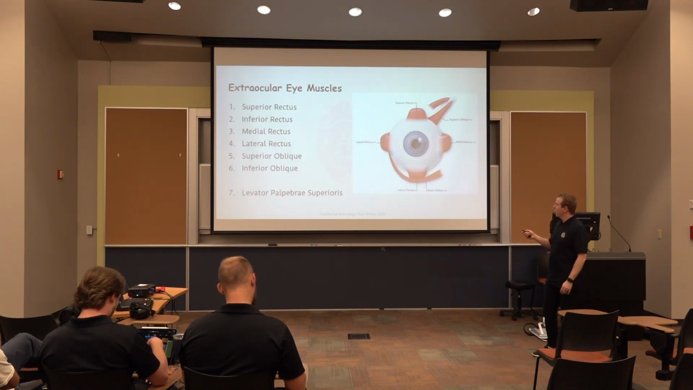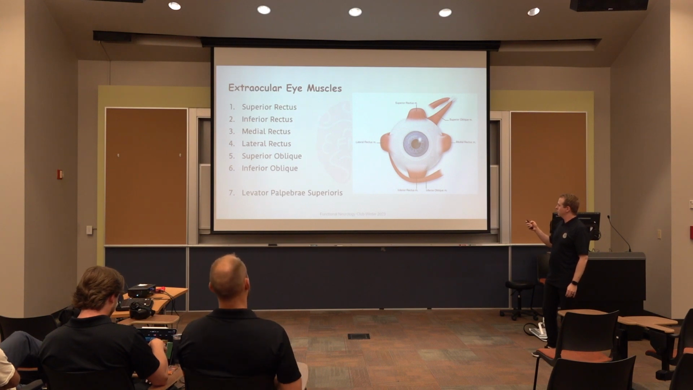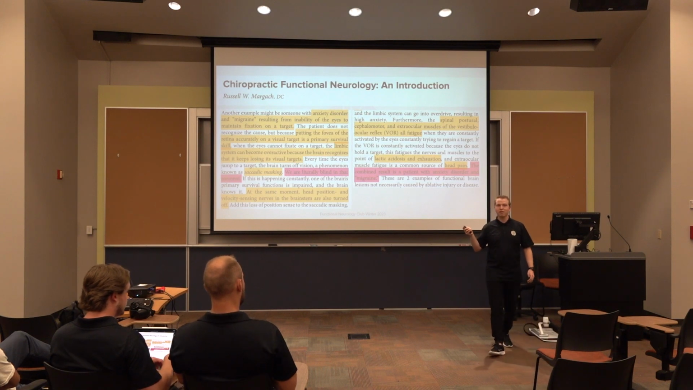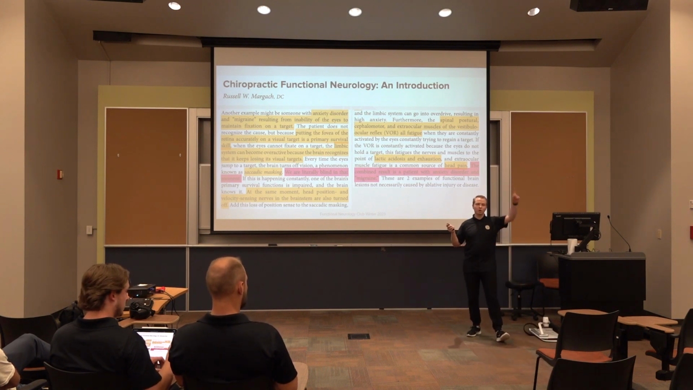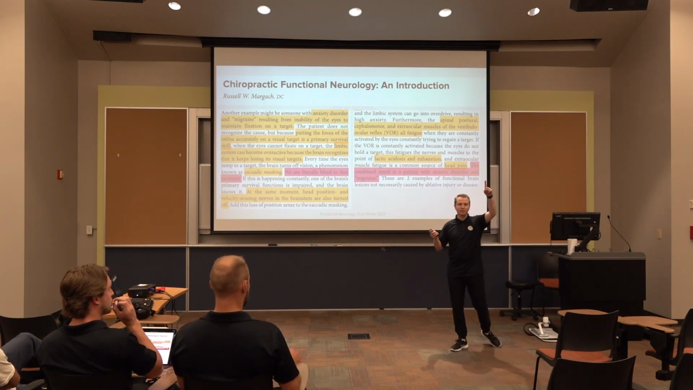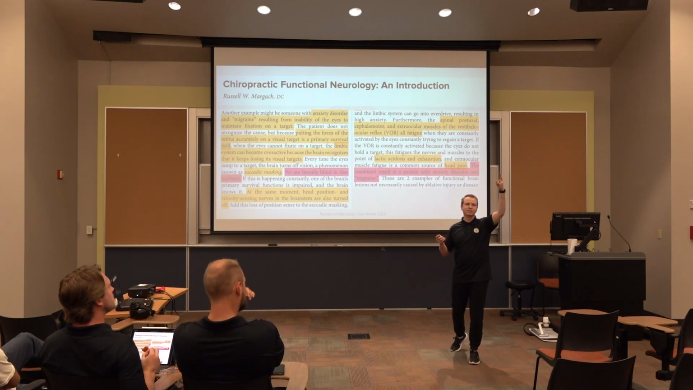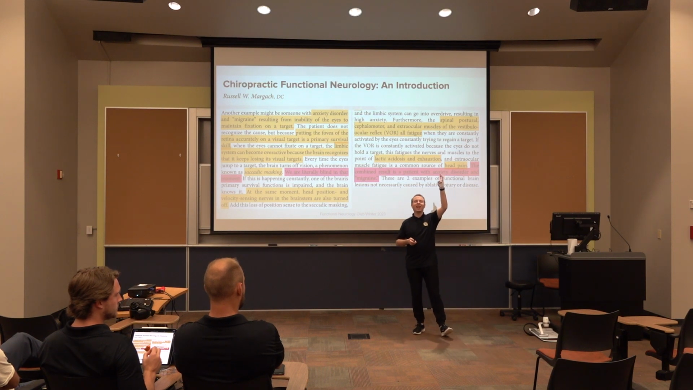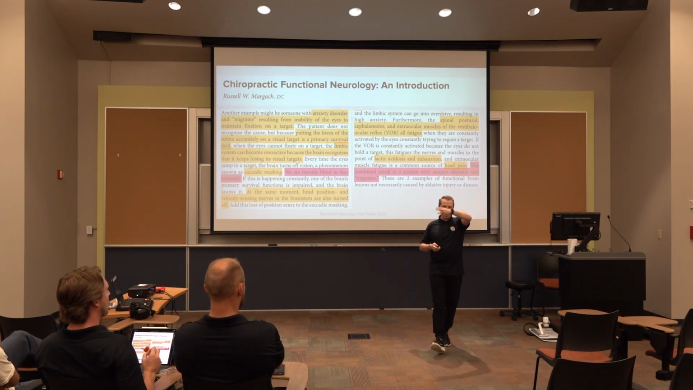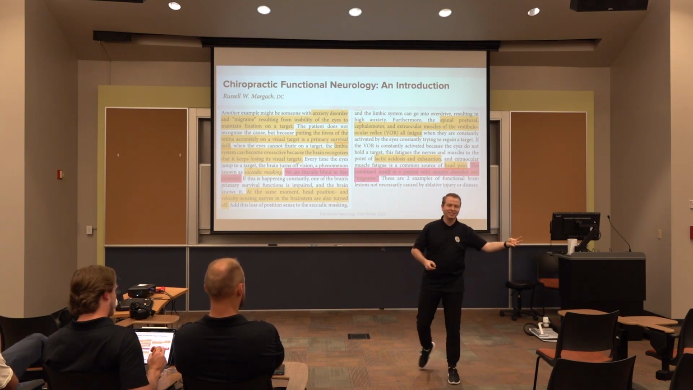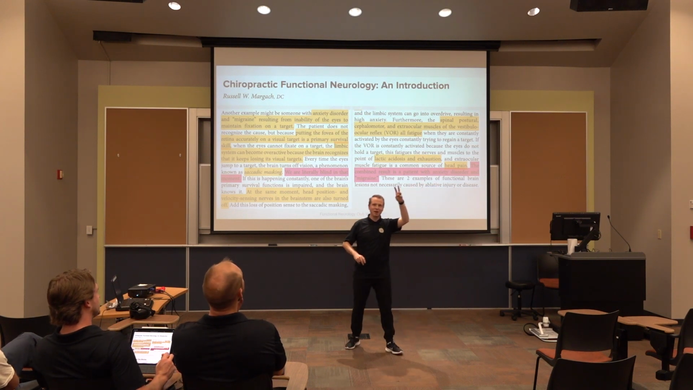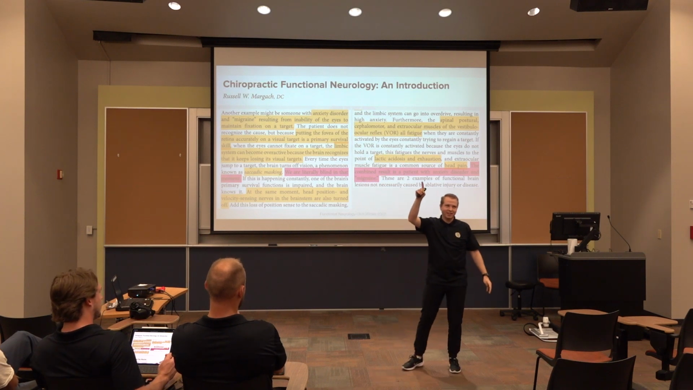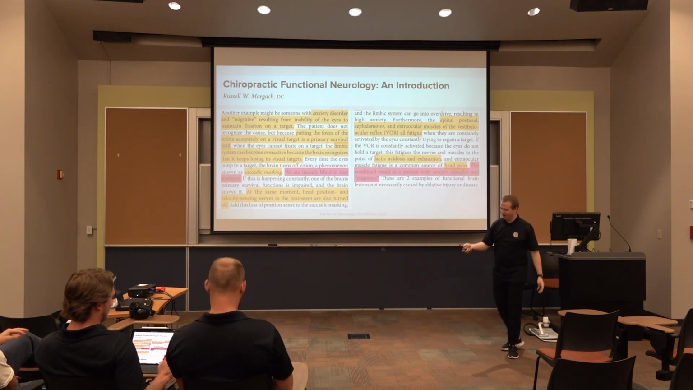All right, eye muscles. Without going back, can somebody name the 6 eye muscles? Superior rectus, inferior rectus, lateral rectus. If we've got a lateral, we've got a medial rectus. Okay, so we've got all of our rectus muscles, 4 of them. Then we've got the 2 outliers: superior oblique and inferior oblique. All right.